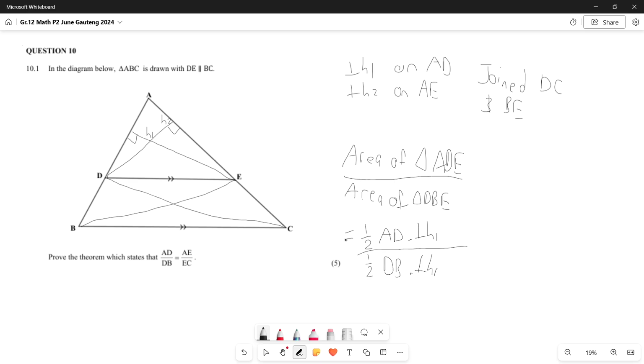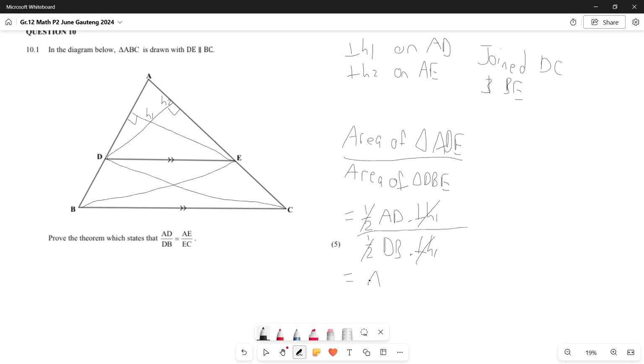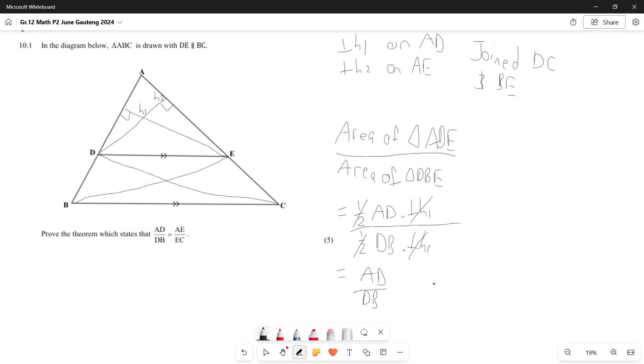which is a good thing for us because what we want is to cancel a bunch of things out, which we can clearly see with us being able to cancel the half over here and the half over there and the perpendicular height H1 and the perpendicular height H1, which leaves us with AD over DB. And that was our statement, and our reason is because they have the same heights, because they are sharing a common side, which means the perpendicular height for triangle ADE is the same perpendicular height for triangle DBE.